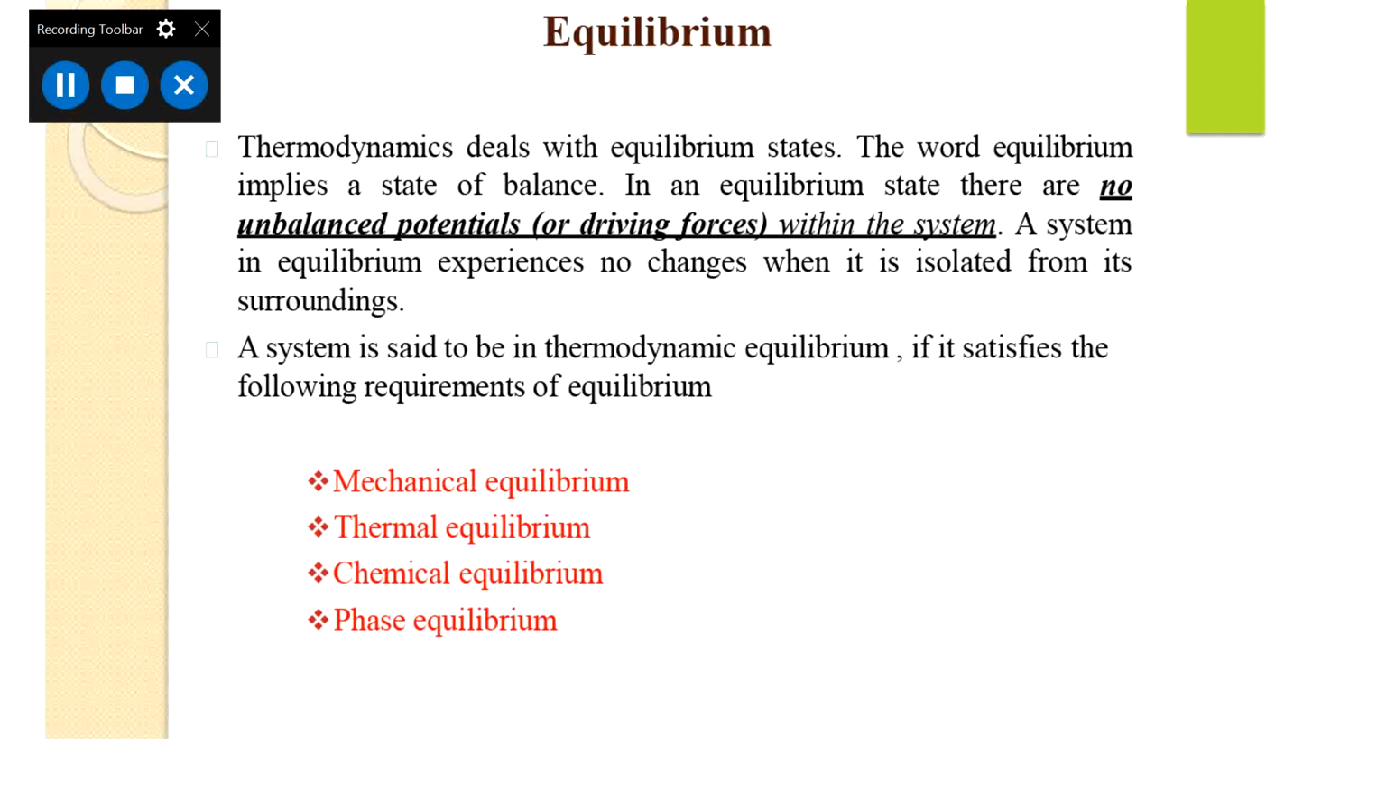A system is said to be in thermodynamic equilibrium if it satisfies the required conditions. What are they? If a system is in thermodynamic equilibrium, it must be in mechanical equilibrium, thermal equilibrium, chemical equilibrium and phase equilibrium. If a system is in equilibrium with these conditions, mechanical, thermal, chemical and phase, then we can say that the system is in thermodynamic equilibrium. So what are these equilibriums?